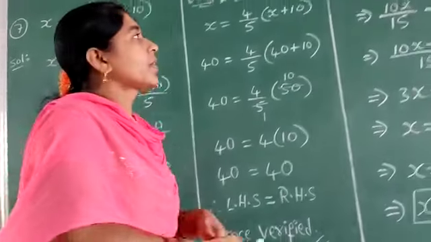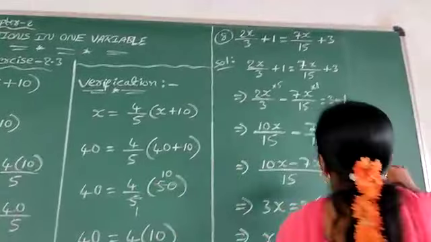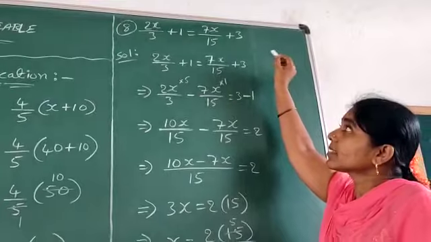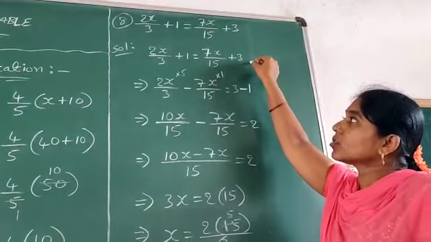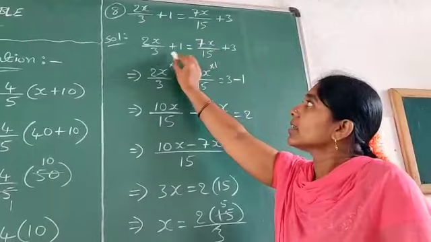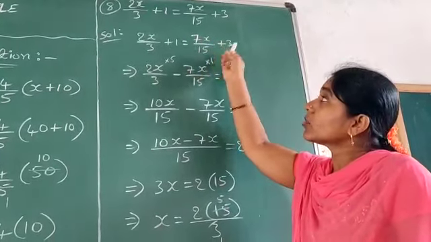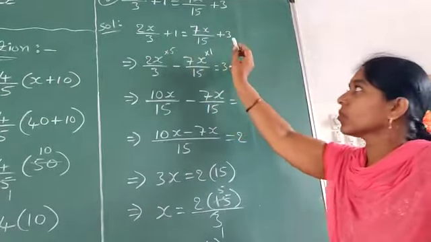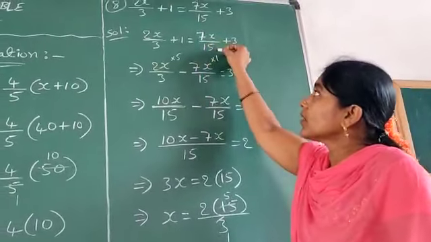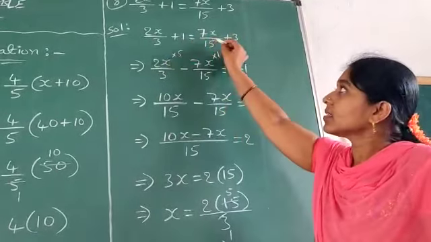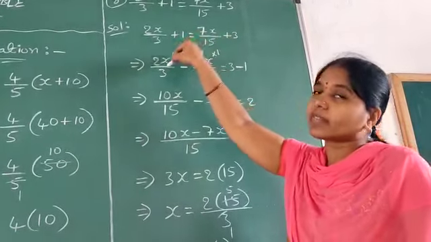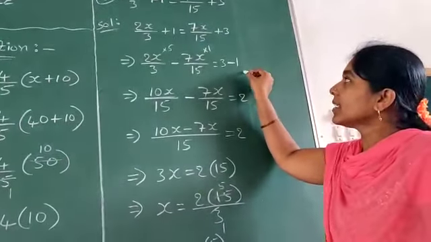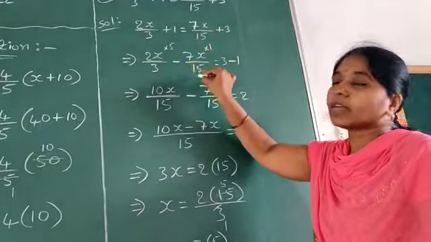Next question. 2x by 3 plus 1 is equal to 7x by 15 plus 3. After rewriting the question, there are no denominators to clear here, but we are going to transpose, because we first take like terms to one side and then solve. Here 2x by 3 and 7x by 15 are like terms. Transpose 7x by 15 to the left hand side and 1 to the right hand side. It will become minus 1 and minus 7x by 15.